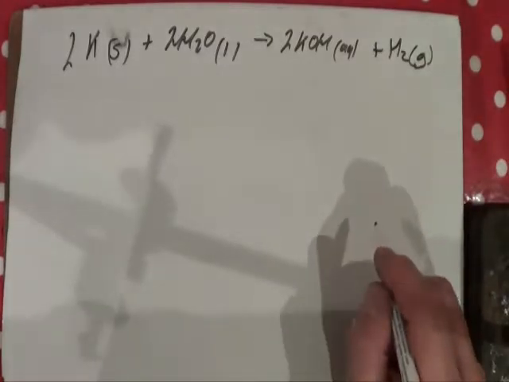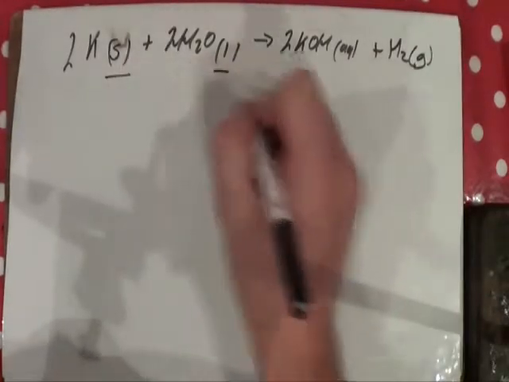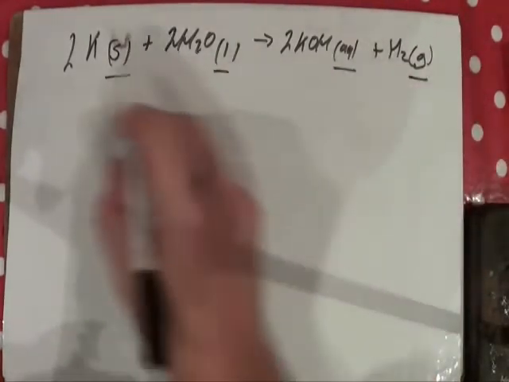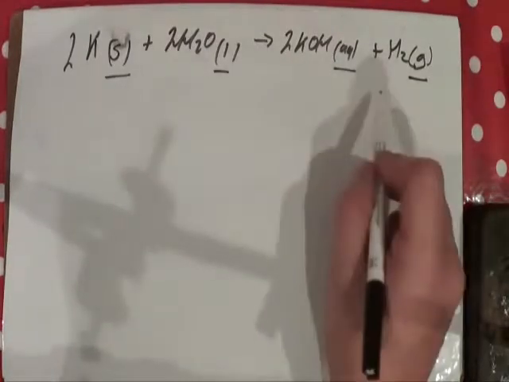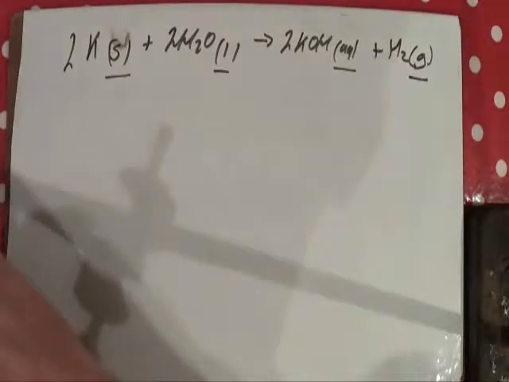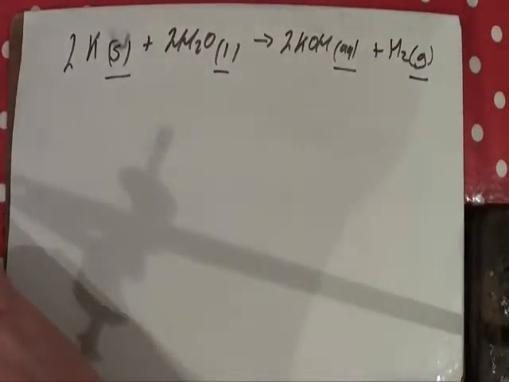Alright, so have a little look at it. First thing you should have picked up was it's solid, liquid, aqueous, gas. Everything has changed state here. So therefore, that is the equation, that's the answer. Everything has changed in this instance. There are no spectator ions. So hopefully some of you cottoned on to that before you did it.